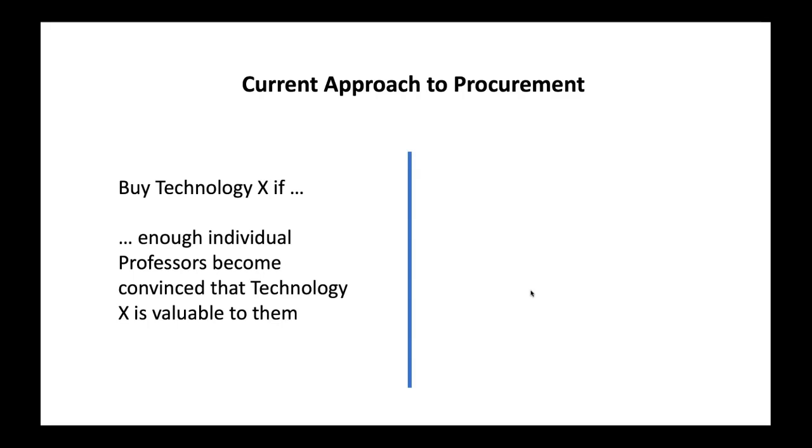So, for example, this seems to be the current approach, at least at a lot of campuses. We buy some technology if enough professors become convinced that that technology is valuable to them. So the current message sometimes given to vendors is talk to the profs. If you can get a bunch of profs using your technology, and if they get excited about it and bring it to us, at that point we might start to get a little interested, and we might take this to a higher level. I don't really like this approach, and I don't like it for a couple of reasons, and I'm going to highlight one now and one in a bit.